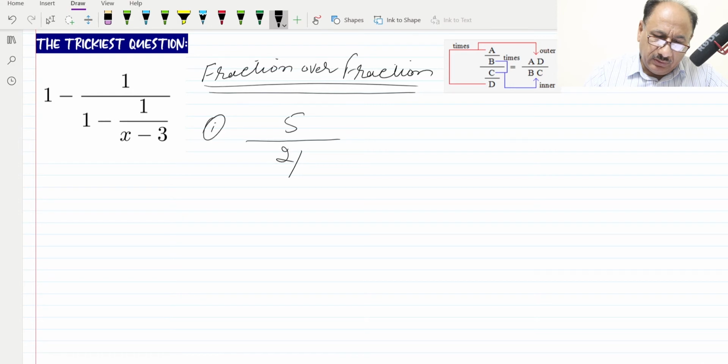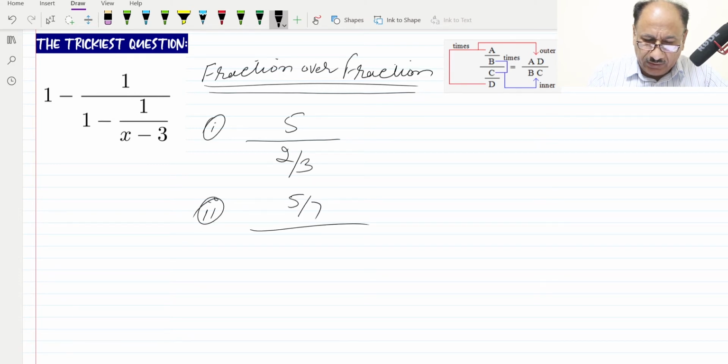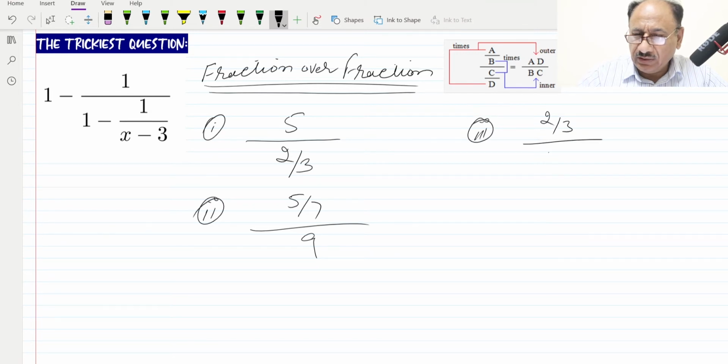First, I will write the types, then I will explain. For example, the second situation can be 5 over 7, and this is like 9 over here. And the third type will be another fraction like 2 over 3 as the main fraction, then 7 over 5. So this type of situation.